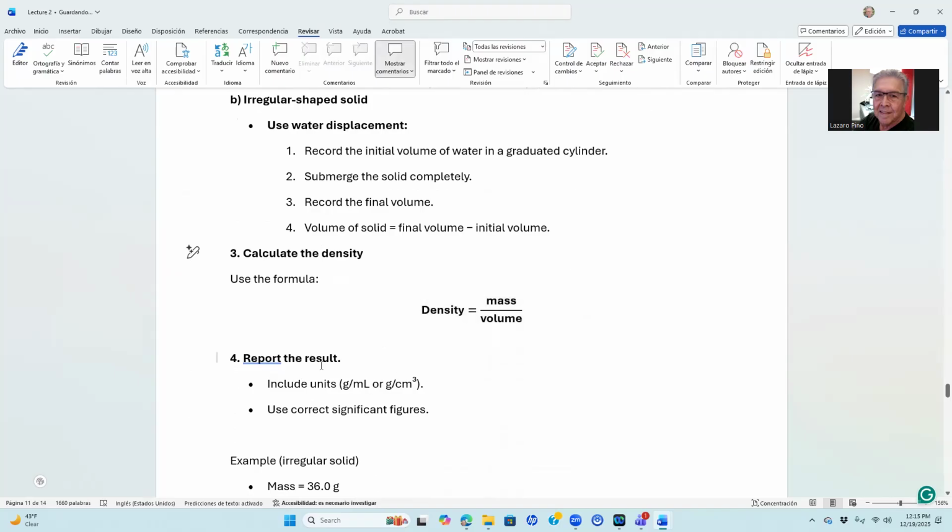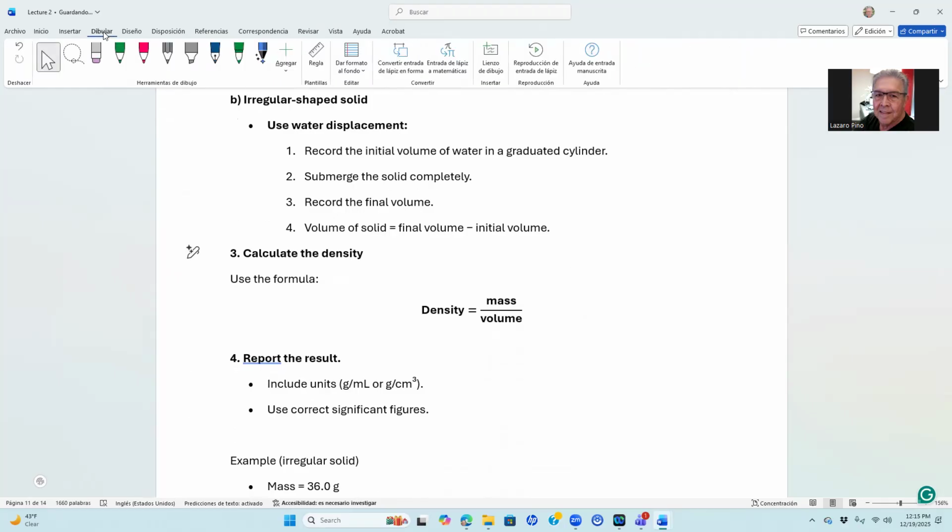And then you had to report your answer in grams per milliliter or grams per cubic centimeter. Let me tell you something that is very, very important. Remember that 1 milliliter is a capacity unit, equivalent to 1 cubic centimeter. Then in chemistry, we use one or the other because they are equivalent.